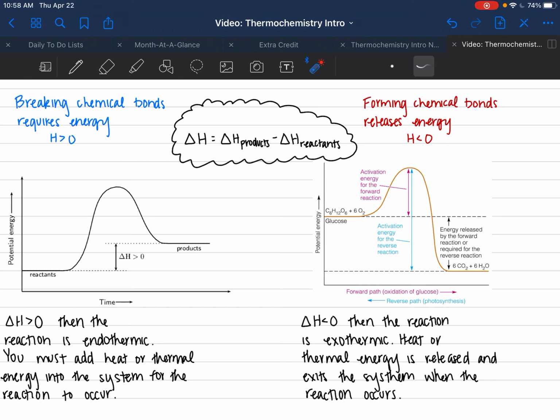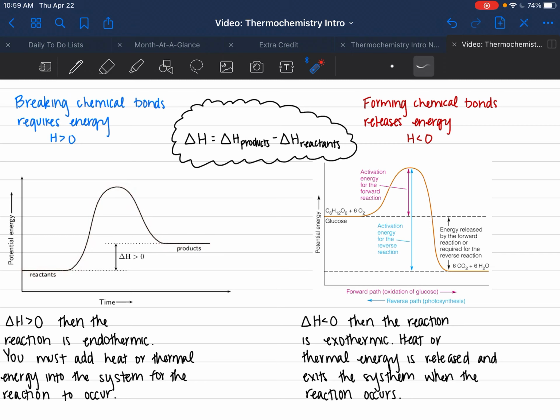So products minus reactants. We have a couple of diagrams here. These are called enthalpy diagrams. So going along with our enthalpy, these are very important. We'll start with the one on the left. Notice that we have potential energy on the y-axis. We have that time on the x-axis. So as time is going on, there's some sort of reaction taking place. So first, notice our reactants. They're pretty low in that energy. You have to insert some sort of energy to get that reaction to occur.